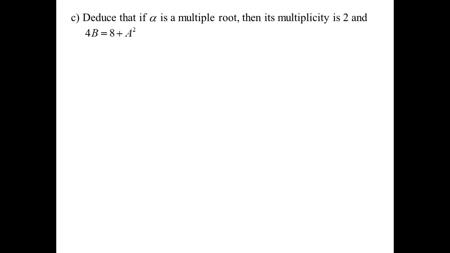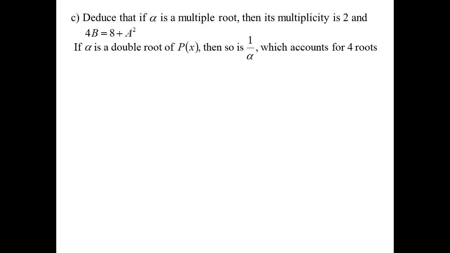Okay, let's have a look at part C of the question. Deduce that if alpha is a multiple root, then it has to be a double root. And further, 4b has to equal 8 plus a squared. Here's my logic for the first part. If alpha is a double root, then so is 1 on alpha, because whenever alpha is a root, 1 on alpha will appear as well. So if alpha is appearing twice, because it's a double root, then 1 on alpha must appear twice, because every time we see alpha, we see 1 on alpha.